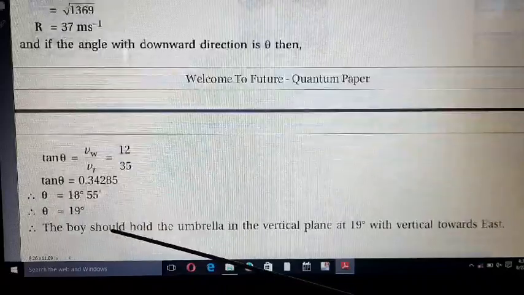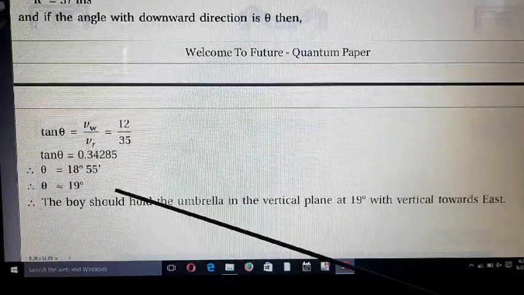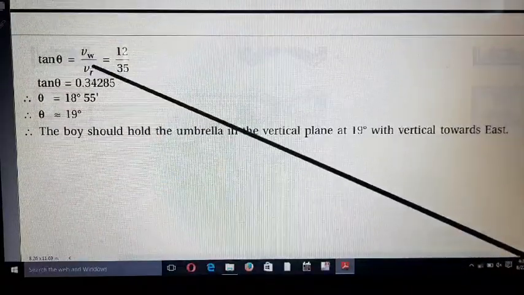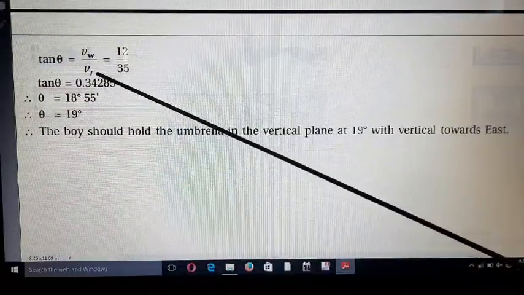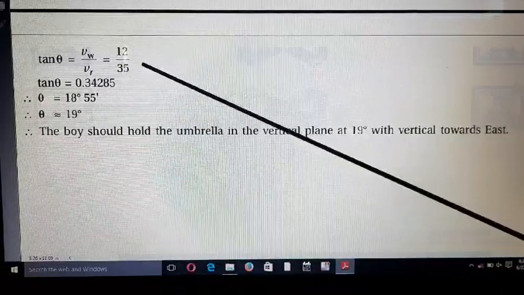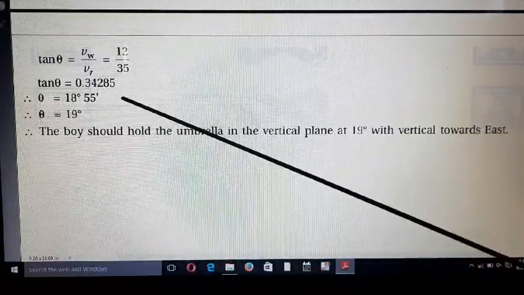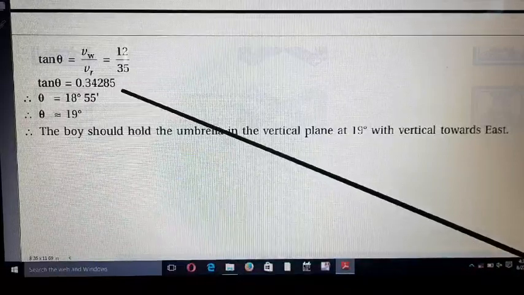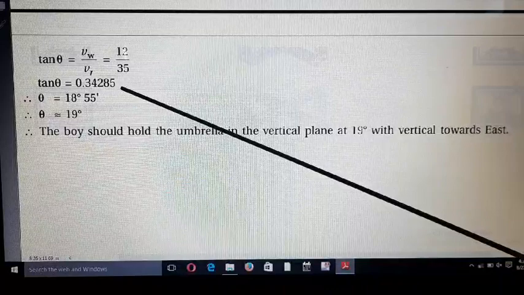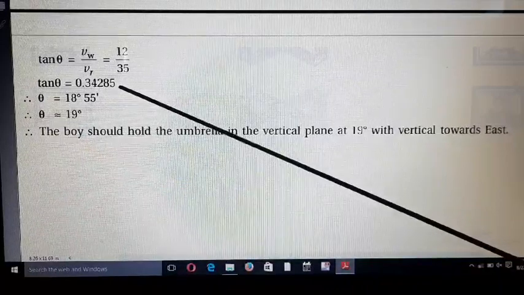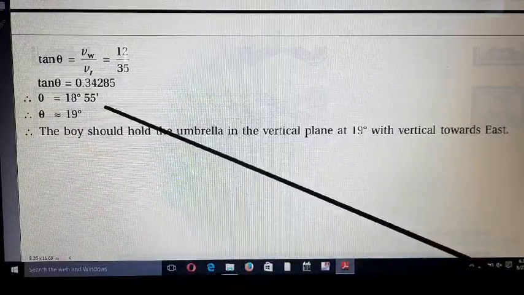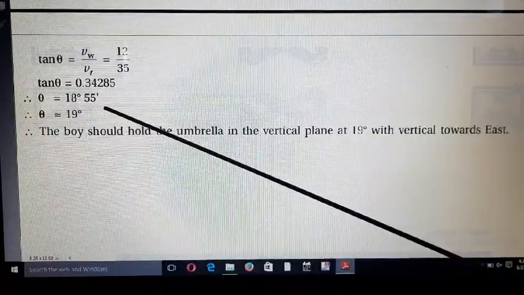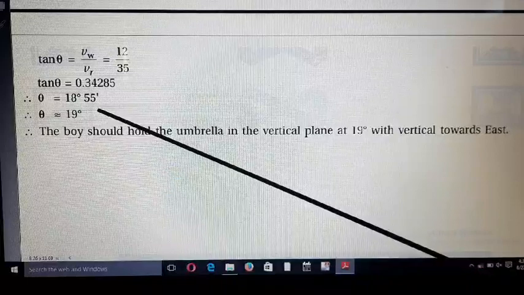But now we want to find its angle. So again now we take tan theta is equal to V omega upon VR. So 12 upon 35, its answer is 0.34285. With the help of the natural tangent, we find its angle, 80 degree and 55 minutes. So similarly we can write theta is 90 degree.